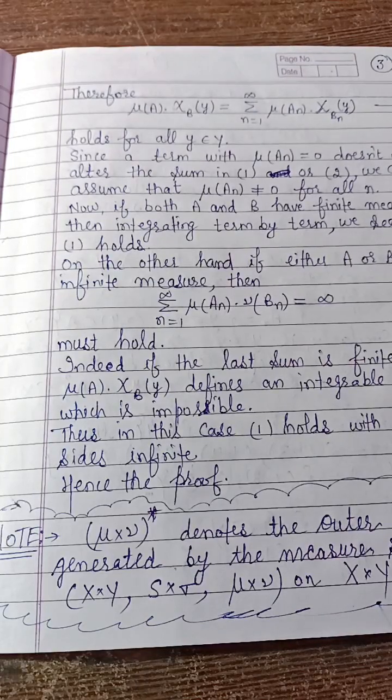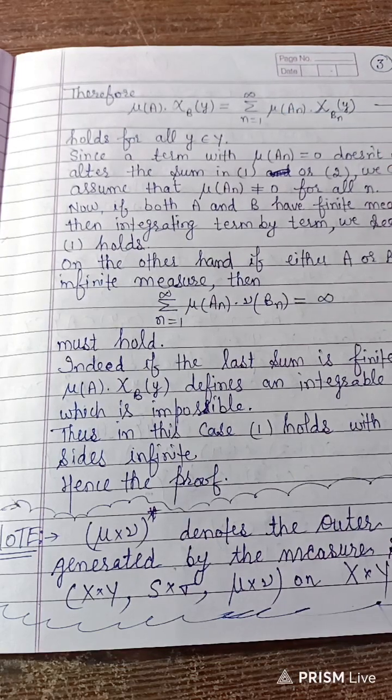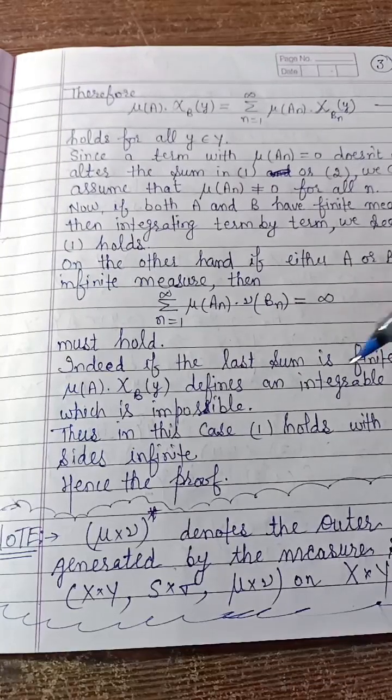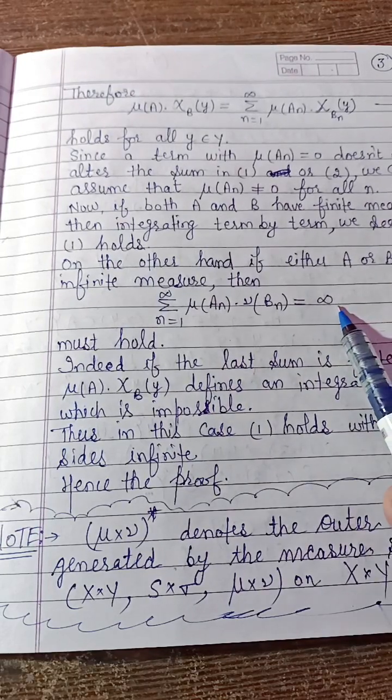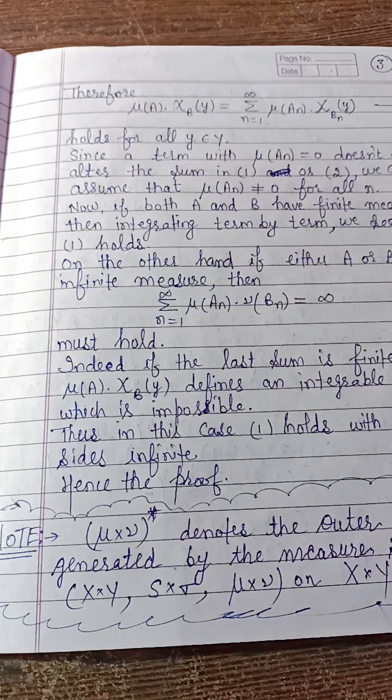So what we are saying is that if this last sum, the sum in 2, is finite, then this mu a chi by, because we know very well that a definite integral has limits, so it is an integral function, meaning we are getting a finite value. But here we are saying that this sum is infinite. That's why it is not possible. Why? Because either A or B has infinite measure. So this is not possible, because if it defines the integral function, then the sum we get has a finite value.